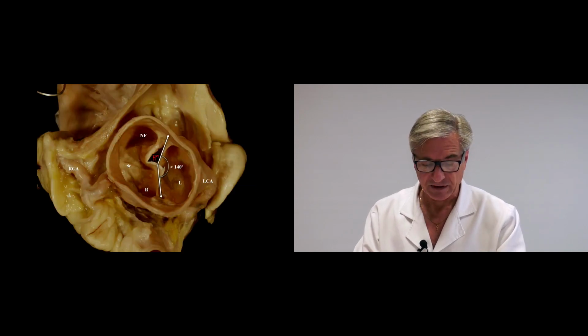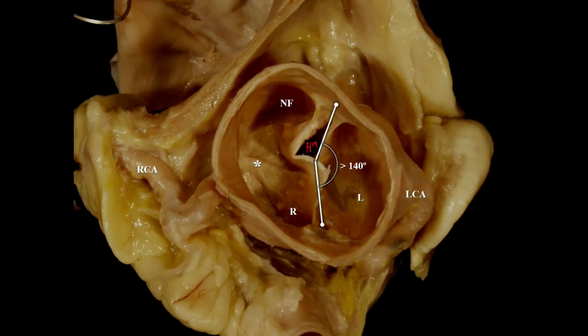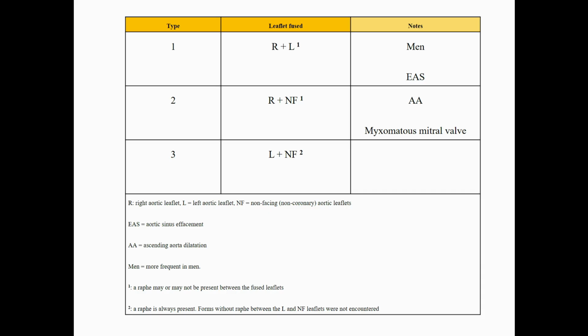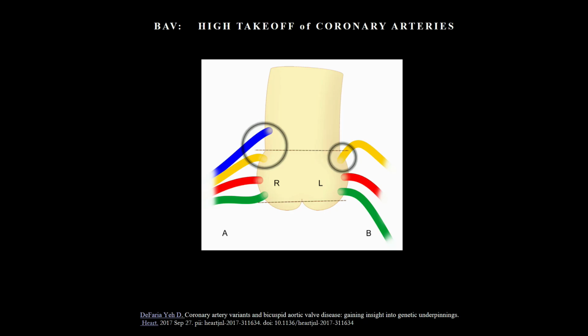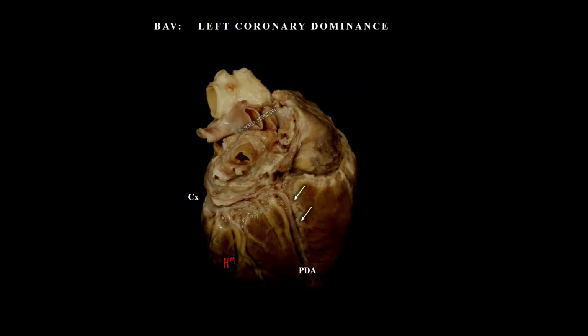Besides the presence of the raphe or calcification and the determination of leaflet pliability, it is also important to precisely determine the angle between the two commissures when contemplating aortic valve repair. This angle should ideally be more than 140 degrees. The various types of bicuspid aortic valve can present associated lesions, such as effacement of the sinuses, aneurysm of the ascending aorta, or a myxomatous mitral valve. Not least, coronary arterial variations are more frequently encountered in bicuspid aortic valve. For example, the high takeoff of the coronary arteries, especially the right coronary artery, or the left coronary arterial dominance.